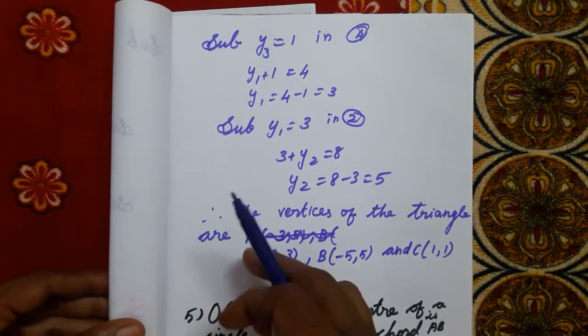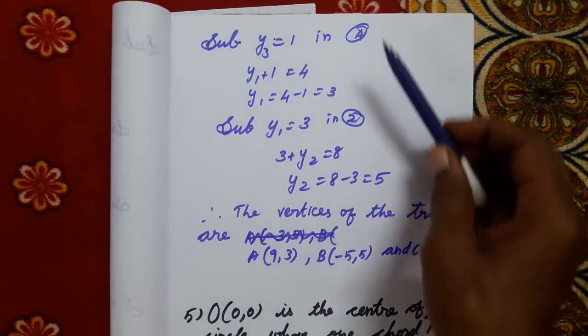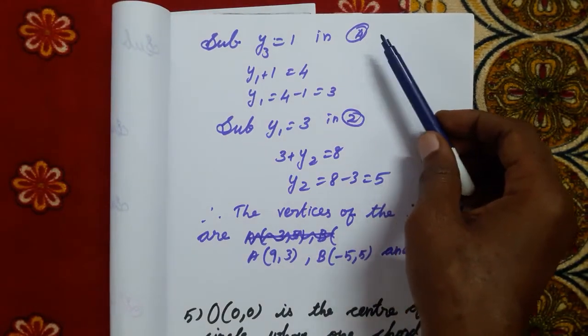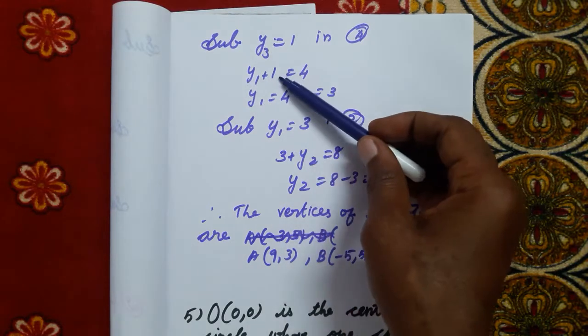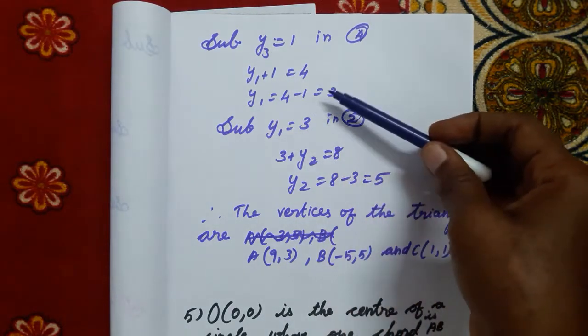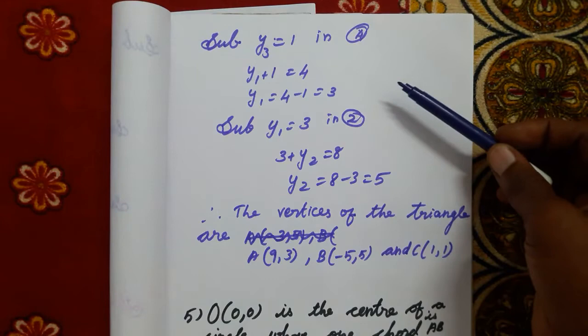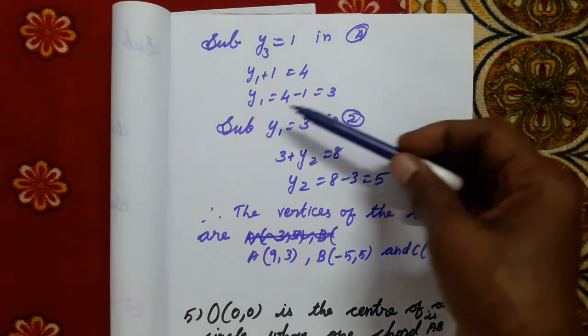Then substitute y3 is equal to 1 in equation 4. In equation 4, we substitute y3 in place of 1. So y1 plus 1 is equal to 4. So y1 is equal to 4 minus 1 is equal to 3. So we are getting y1 is equal to 3.